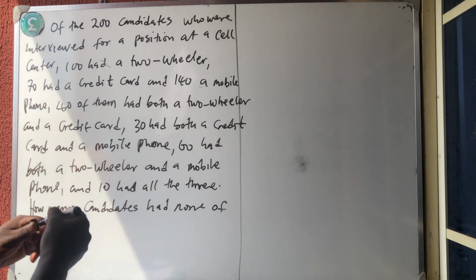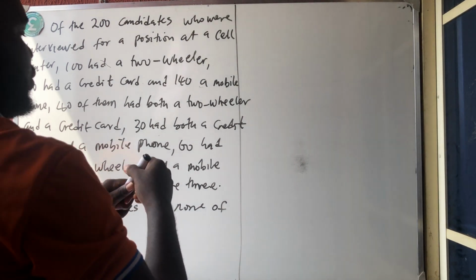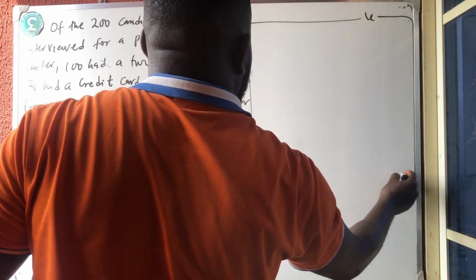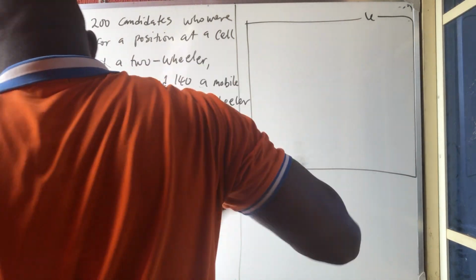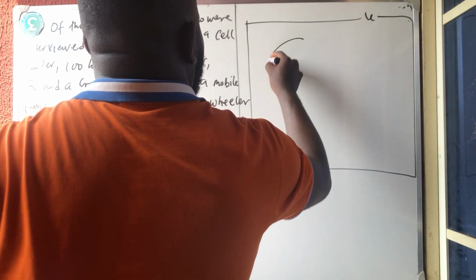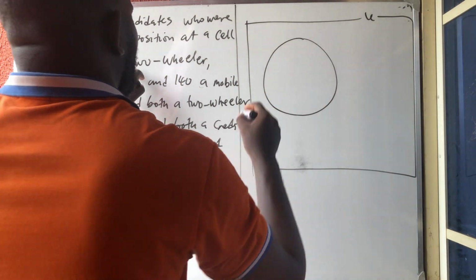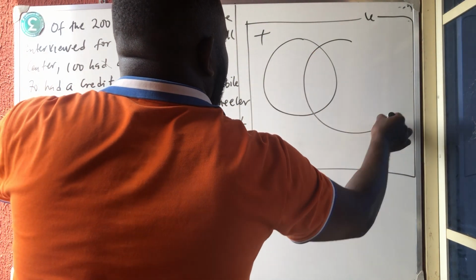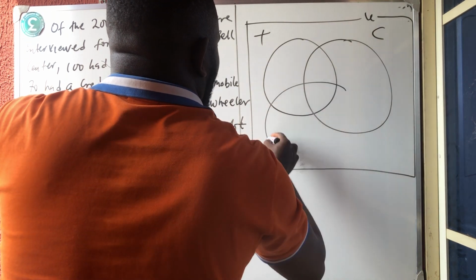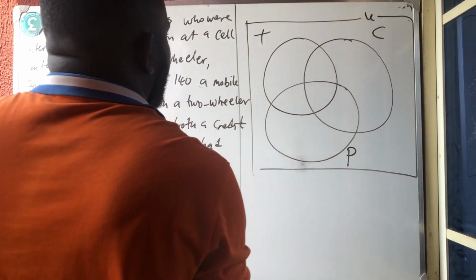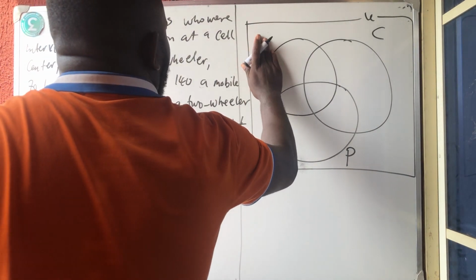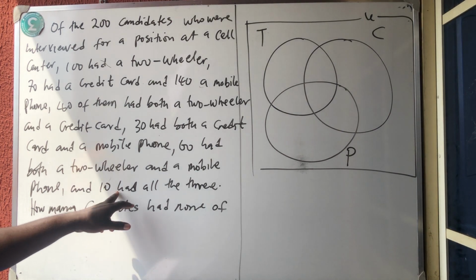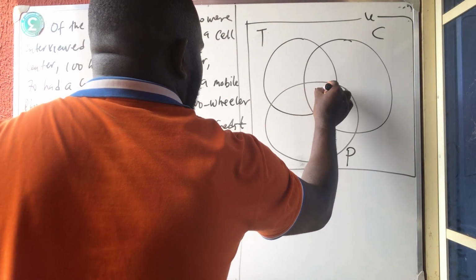Okay, solution. This is very simple. What do we do? This is a Venn diagram of 3, so let us draw. The first one is two-wheeler, T. The second one is credit card, C. And the last one is mobile phone, P. If you have a Venn diagram of 3, you must start from where they did the 3 of them. They said 10 had all the 3, so I will write 10 in the middle here.